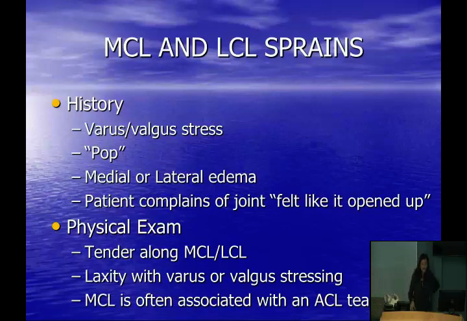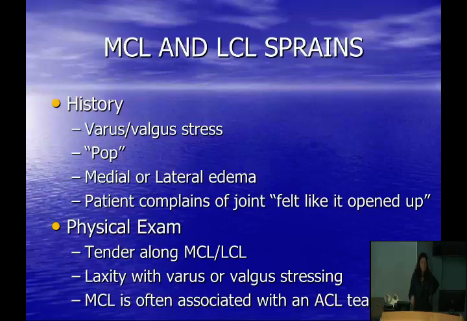They usually feel a pop. They will have edema just over where the ligament is, and sometimes they'll say it feels like the joint opened up. That's because they stretched the heck out of the ligament and the joint actually kind of bent open. Physical exam, they're extremely tender over the ligament. They usually have pain when you stress it, and sometimes some laxity because they've torn it. They've done some macro and micro tearing of it.